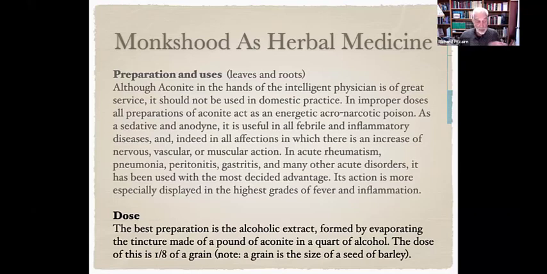Interestingly, the herbal dose they said in the book I have, it says the best preparation is the alcoholic extract formed by evaporating the tincture made of a pound of aconite into a quart of alcohol. And the dose is an eighth of a grain, the size of a seed of barley. So you don't use one the size of a seed of barley, you use one eighth of the size of a seed of barley. I have no idea how they figured out that amount to give, but that's what they say to do.